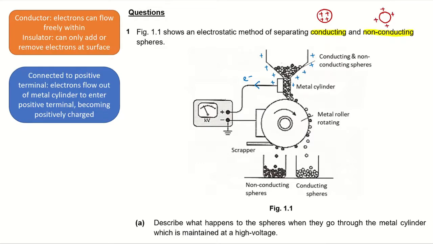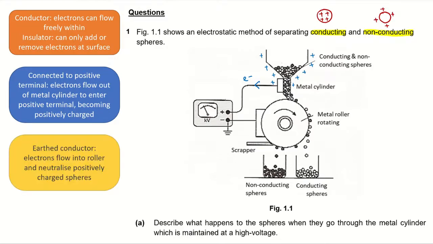These positively charged spheres will now fall onto the metal roller, and you can see that the metal roller is connected to the negative terminal of the high voltage source as well as earth, so electrons from the earth can now flow into the metal roller in order to neutralize the spheres. If we look at the non-conducting sphere, which is only charged at the surface, the electrons can only neutralize the side that is in contact with the metal roller, whereas for the conducting sphere, the electrons can neutralize the whole conducting sphere.